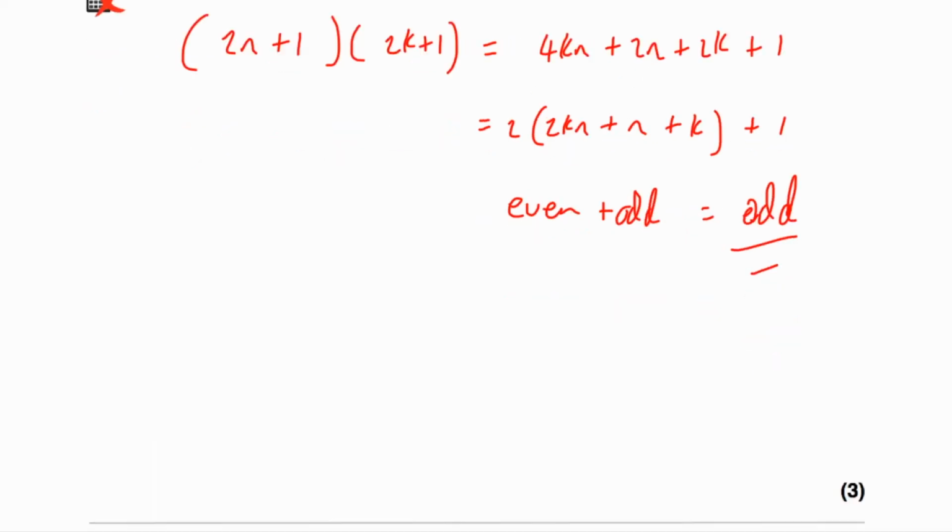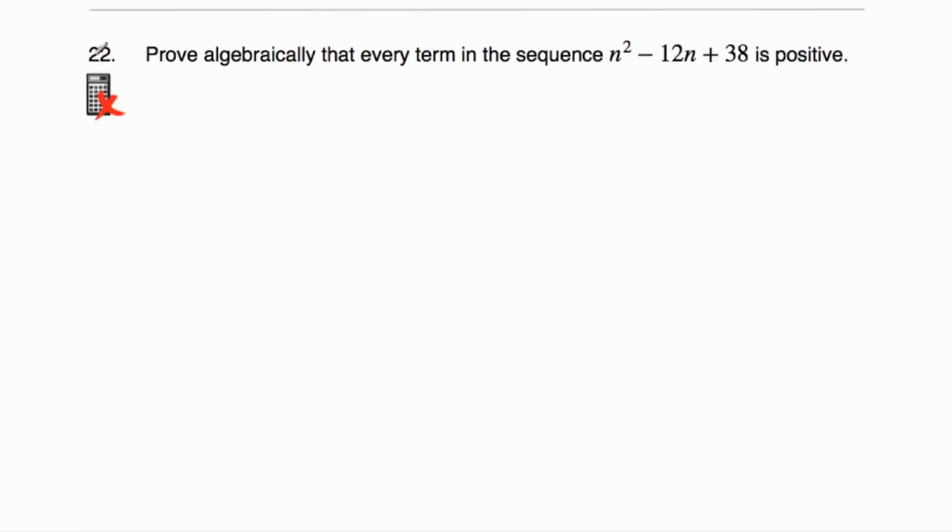Okay, let's look at our next question. Question number 22. So question number 22 says, prove algebraically every term in the sequence of n squared minus 12n plus 38 is positive. Now I really like this question because I like the topic completing the square. And this question, if you use completing the square, makes it really quite straightforward and easy.